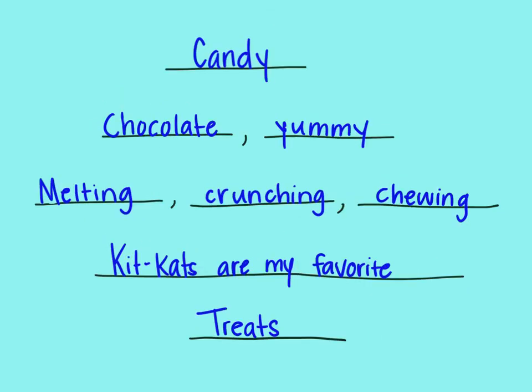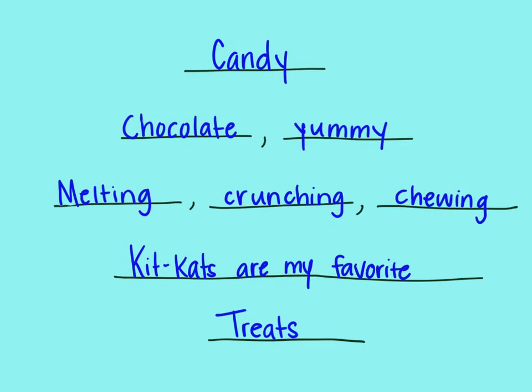This next one is about candy. And you know it's about candy since that's my first word. That's my noun at the top. Candy. Chocolate, yummy, melting, crunching, chewing. Kit Kats are my favorite. Treats. So this is my cinquain poem all about candy.